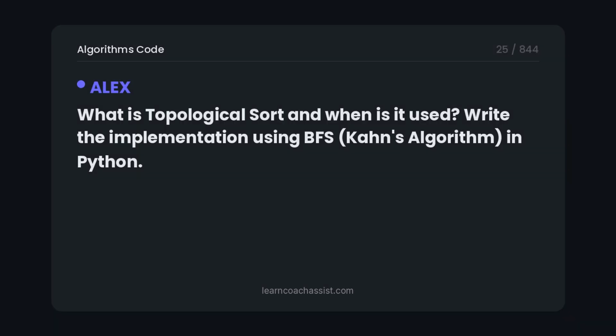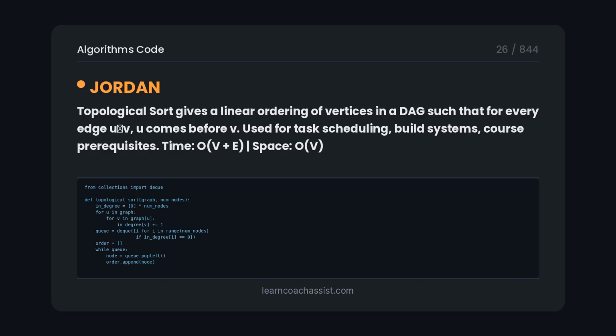What is topological sort and when is it used? Write the implementation using BFS, Kahn's algorithm, in Python. Topological sort gives a linear ordering of vertices in a DAG such that for every edge UV, U comes before V, used for task scheduling, build systems, course prerequisites. Time O(V + E), space O(V).